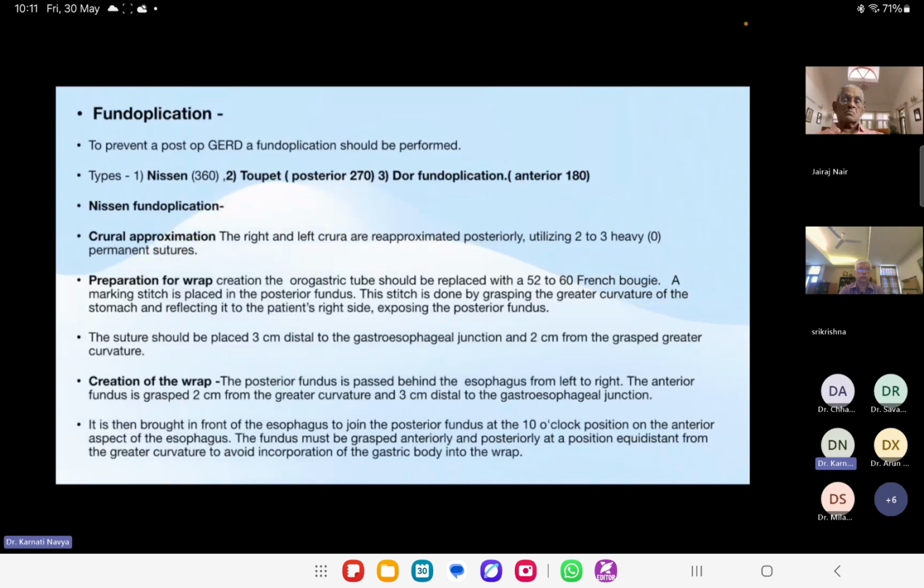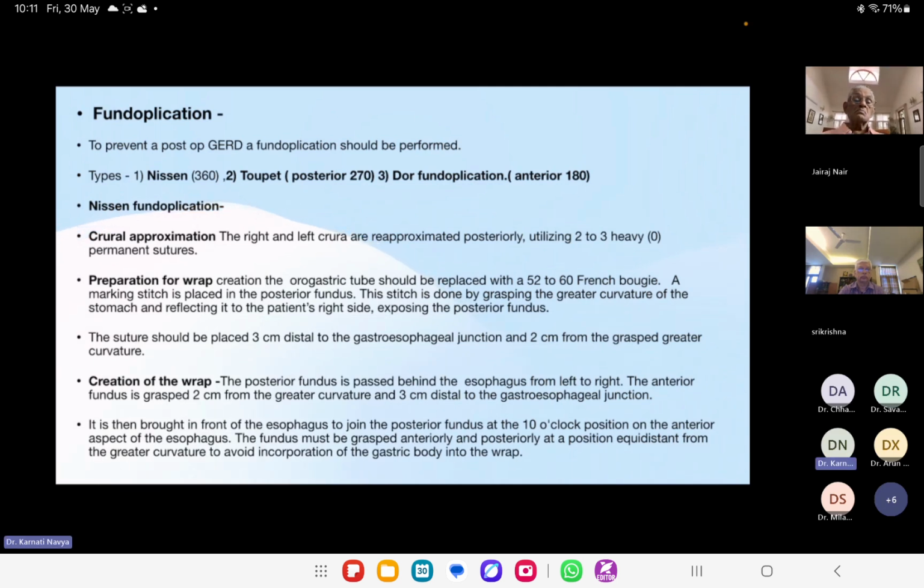This is followed by a fundoplication. This is usually performed to prevent any post-op GERD. There are 3 types of fundoplications. One is Nissen's, which is the 360-degree fundoplication. The second one is Toppet, which is posterior 270-degree fundoplication. And the third one is a Dor, which is anterior 180-degree.